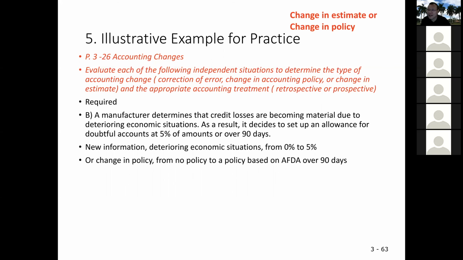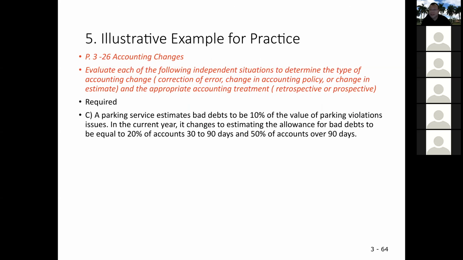Let's take a look at another one. How are we doing with time, okay? Okay, C. A parking service estimates bad debts to be 10% of the value of parking violations issued. In the current year, it changes to estimate the allowance for bad debts to be equal to 20% of accounts 30 to 90 days, and 50% of the accounts over 90 days. What is this? Change in estimate. Change in estimate. I hear both.